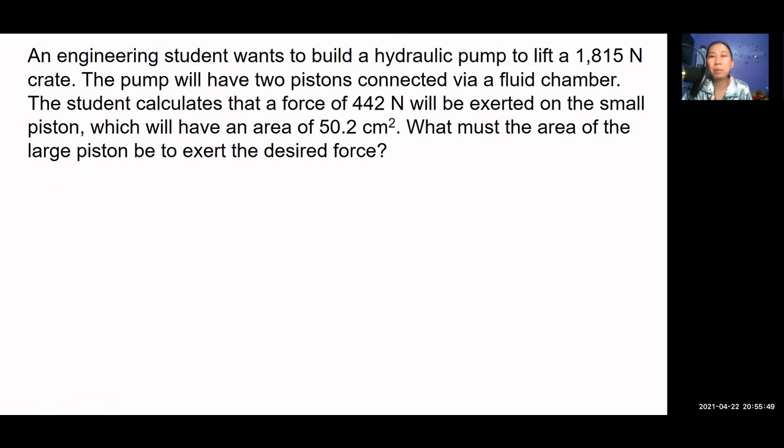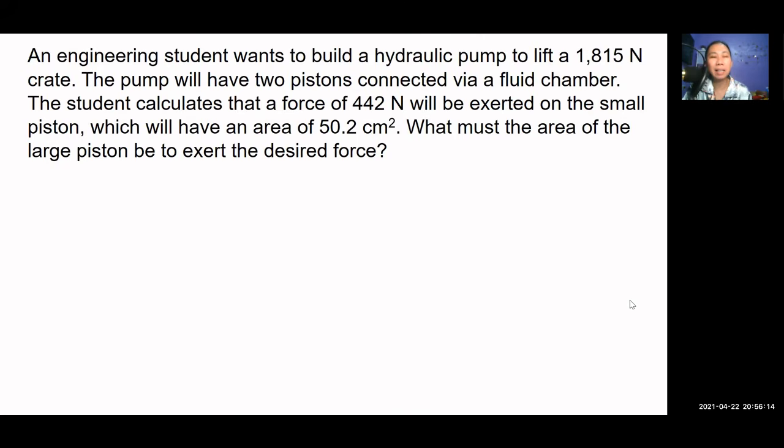An engineering student wants to build a hydraulic pump to lift a 1,815 Newton crate. The pump will have two pistons connected via a fluid chamber. So the student calculates that a force of 442 newtons will be exerted on the small piston, which will have an area of 50.2 square centimeters. What must the area of the large piston be to exert the desired force?